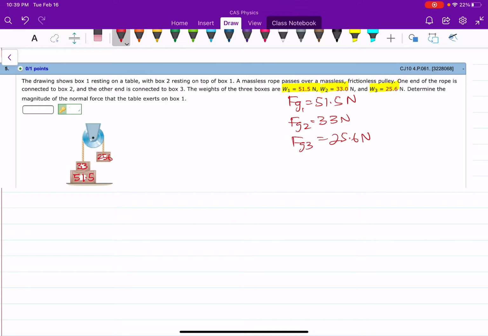If there was no string here, if these two boxes were just all alone, let's just draw a picture of those two alone. So if I was to draw a free body diagram of those two boxes, it would be 51.5 plus 33. So you'd have an 84.5 newton block, and you'd have gravity, Fg, which is that number, 84.5 newtons. You'd also have the normal force, Fn, acting up.